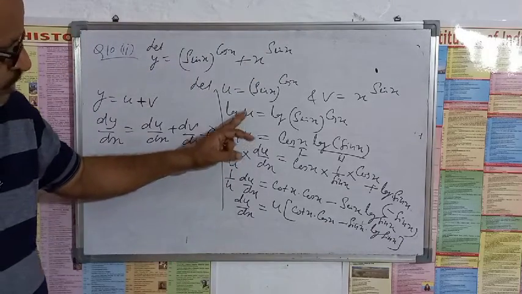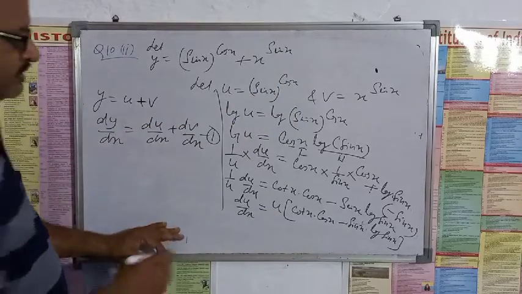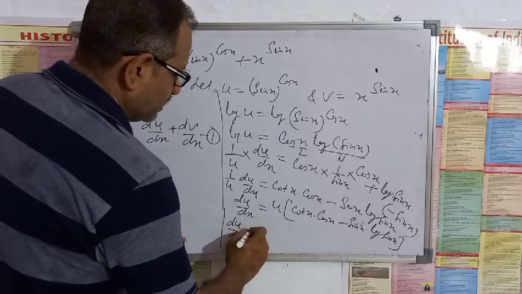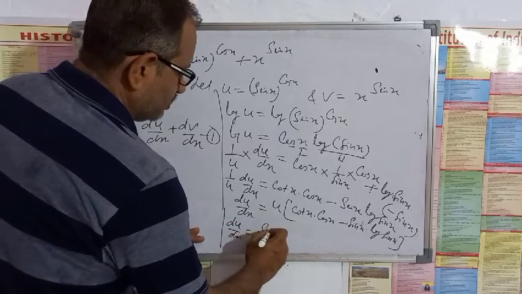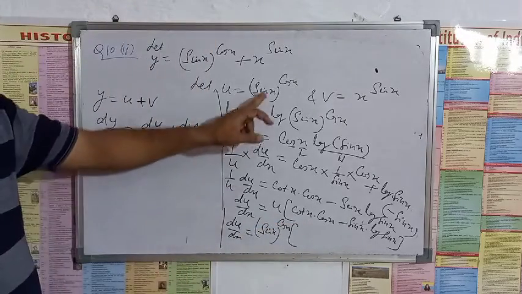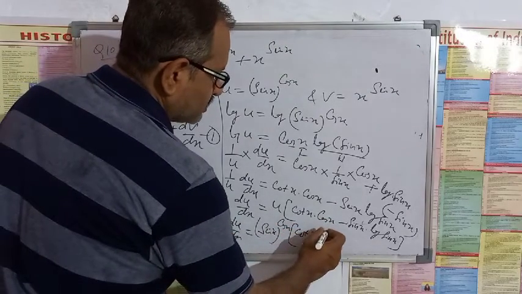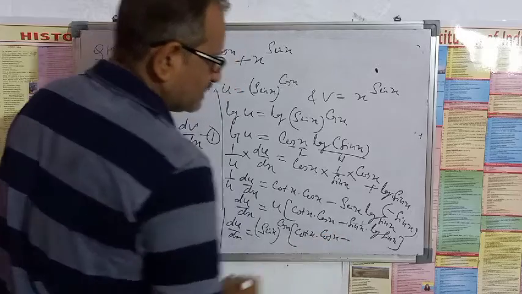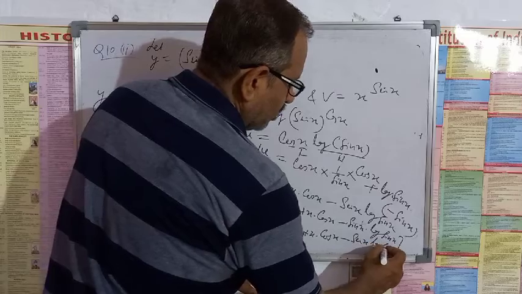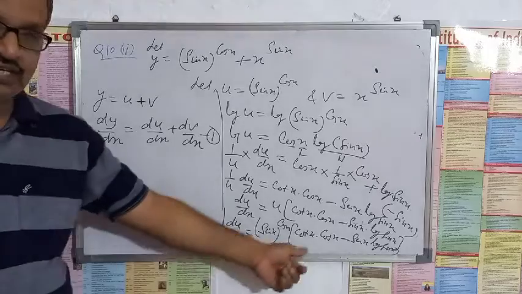And after that we have to put the value of u. u is what? Sin x to the power cos x. So write here sin x to the power cos x. So du by dx is equal to sin x to the power cos x into cot x into cos x minus sin x log sin x. It is du by dx.